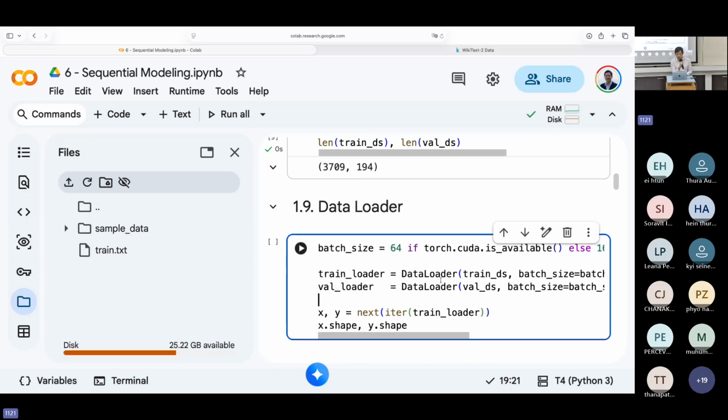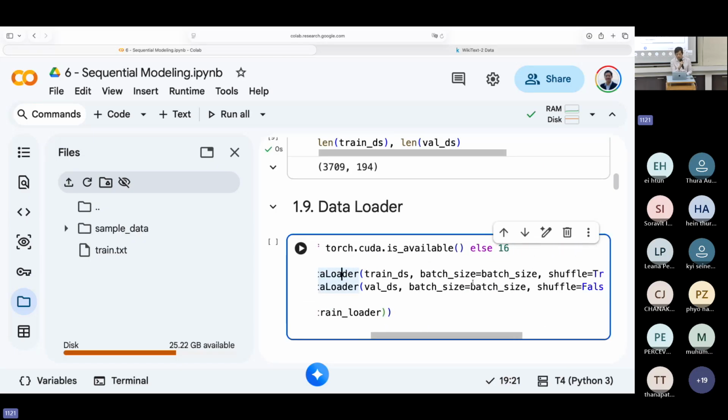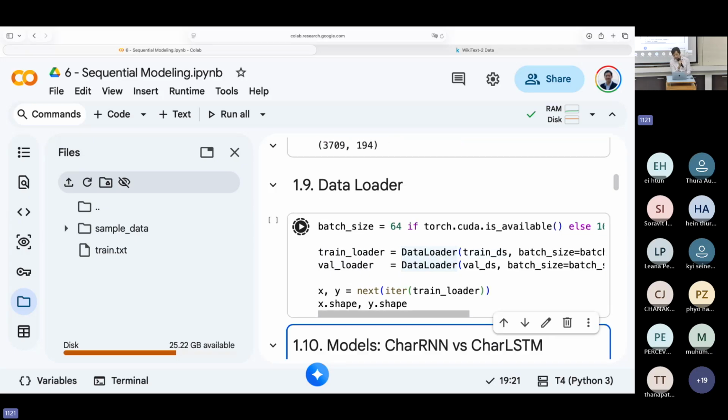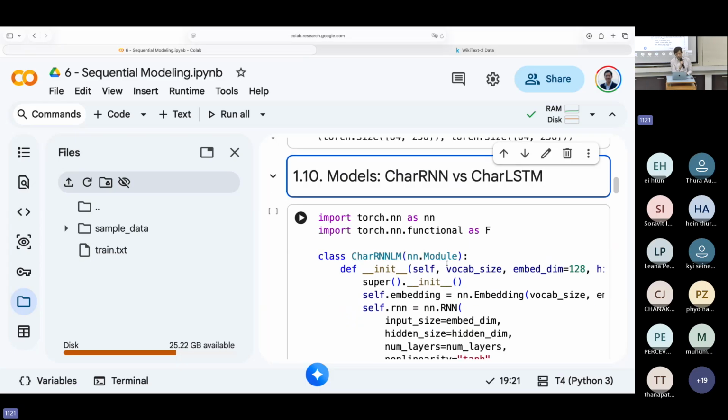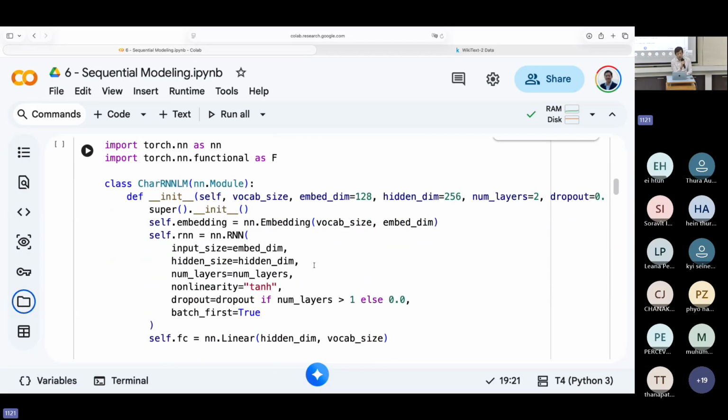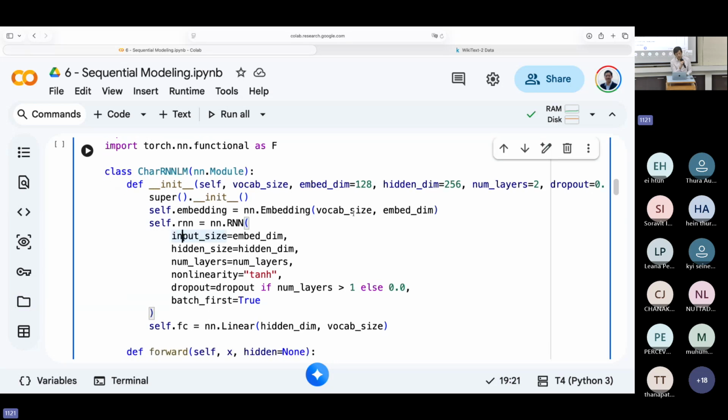Here we define the data loader to load the model with a certain batch size. Then it comes to the character RNN and character LSTM. The architecture of the character RNN still has embedding, to embed at a lower dimension, and then you have the input size and the hidden size in the RNN. You can see that we just have one RNN and one linear layer.